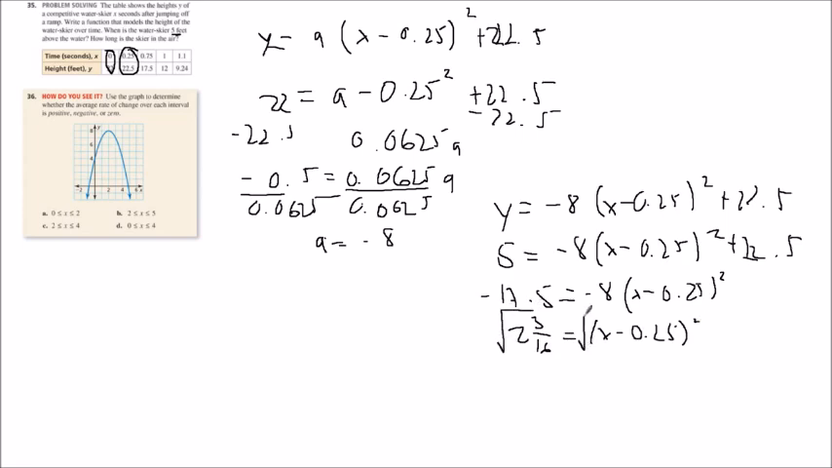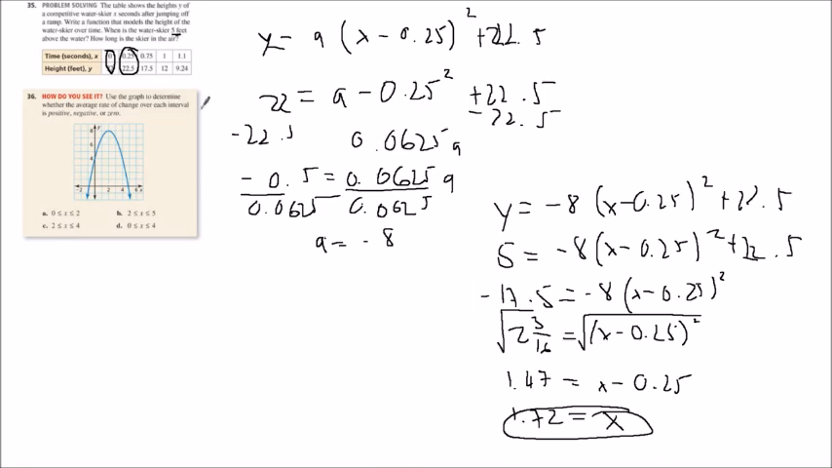You take the square root of both sides, which should get you about 1.48 or 1.47 roughly, equals x minus 0.25. Add 0.25 on both sides, you'll get 1.72 is equal to x. So 1.72 seconds roughly is when the skier is at 5 feet.